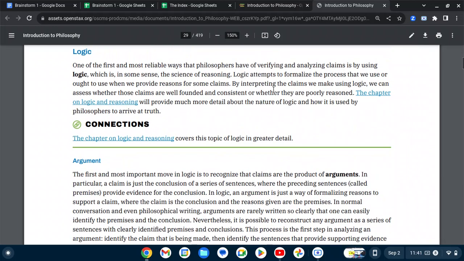Logic. One of the first and most reliable ways that philosophers have of verifying and analyzing claims is by using logic, which is in some sense the science of reasoning. Logic attempts to formalize the process that we use or ought to use when we provide reasons for some claims. By interpreting the claims we make using logic, we can assess whether those claims are well founded and consistent or whether they are poorly reasoned. The chapter on logic and reasoning will provide much more detail about the nature of logic and how it is used by philosophers to arrive at truth.